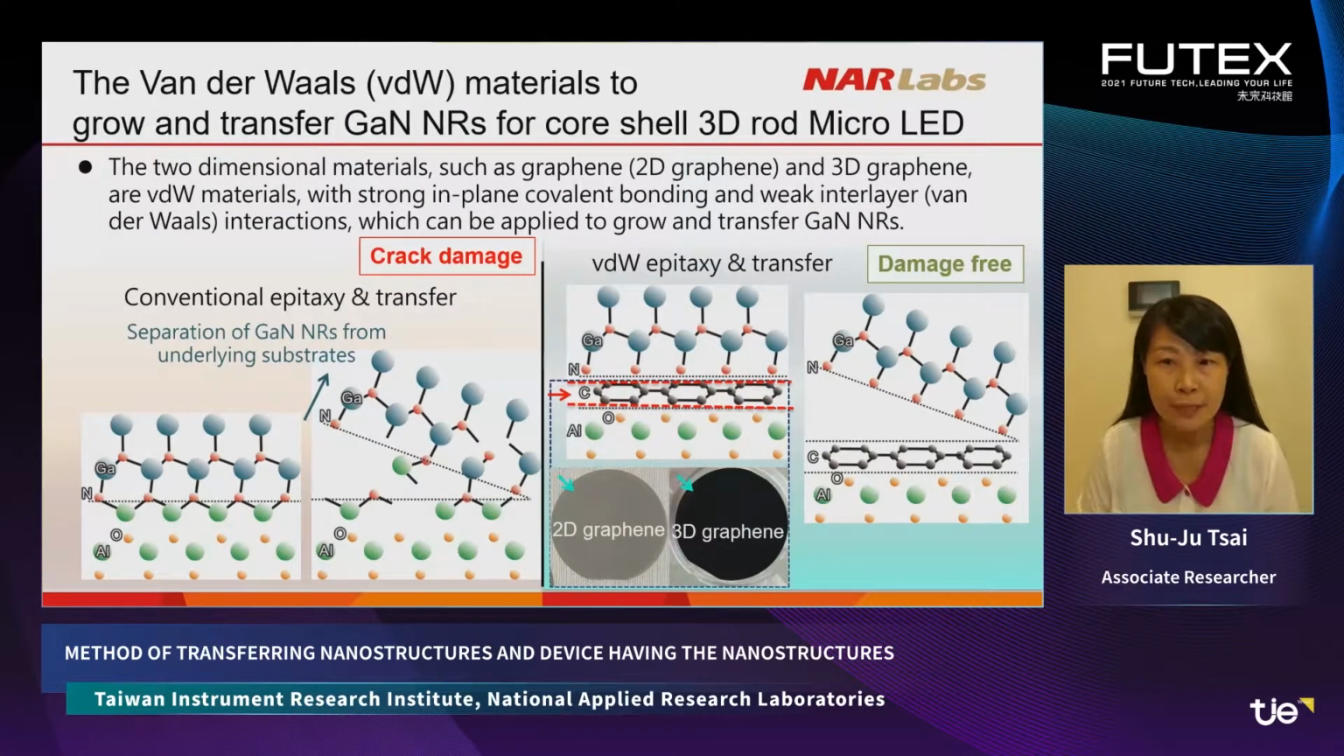The two-dimensional material such as graphene and the 3D graphene are van der Waals material with strong in-plane covalent bonding and weak interlayer van der Waals interaction, which can be applied to grow and transfer gallium nitride nanorod without covalent bond in the interlayer. Therefore, the crystal damage from the transfer of the gallium nitride nanorod grown on the graphene can be prevented, as shown in the figures.